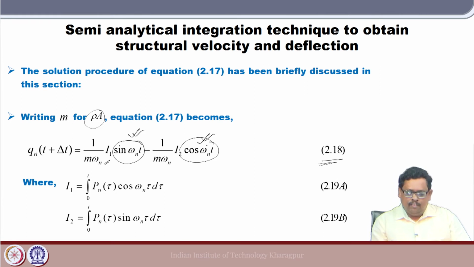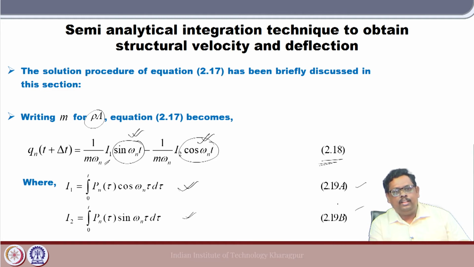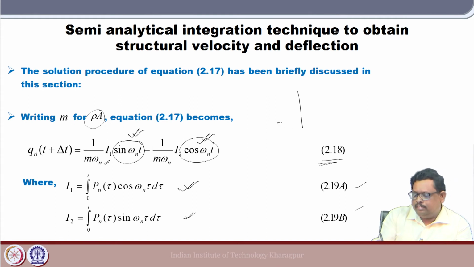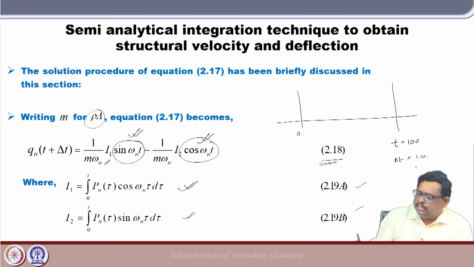Now our major job is how to do this integration, 2.19, 2.19a and 2.19b. Now, what is P_n(tau)? P_n(tau) is the force term that you get from 0 up to the previous time step. If I draw a graph, let us say I am trying to calculate at t equal to 100 seconds, with delta t equal to 1 second. I have the data from 0 to 100, and I try to approximate q at 101 seconds. That is what I am going to do, but I have the data only till this much.